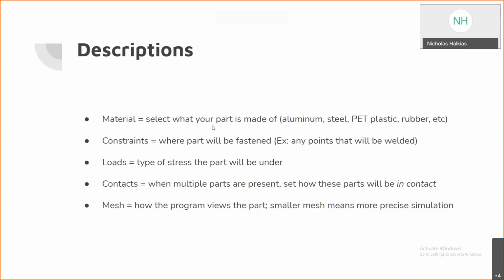Your constraints is how your part, or where your part, will be fastened. So, for example, if you want one side of it to be welded, you would fix that end. If you want both sides to be fastened in some way, you would just fasten that end.